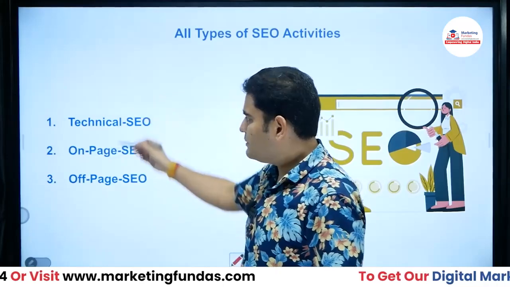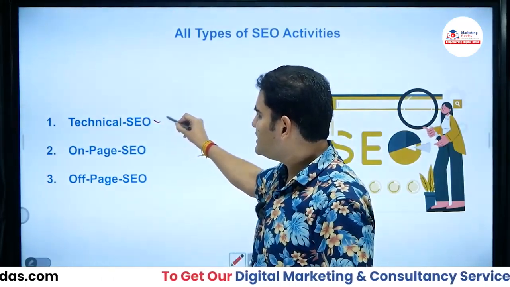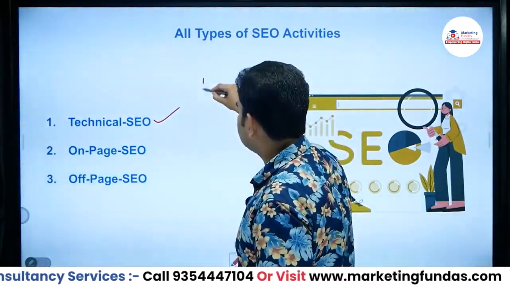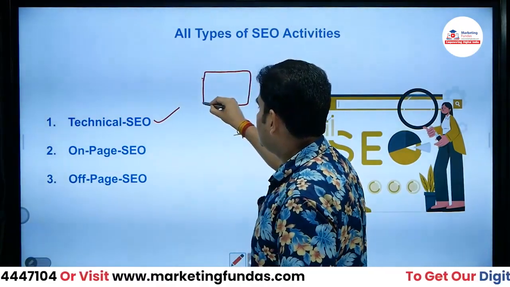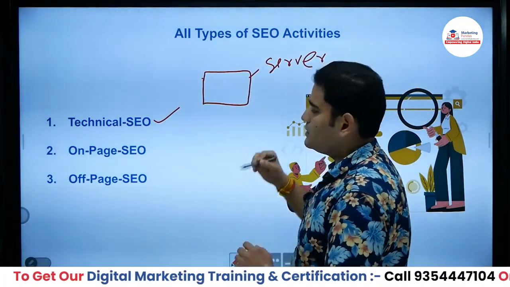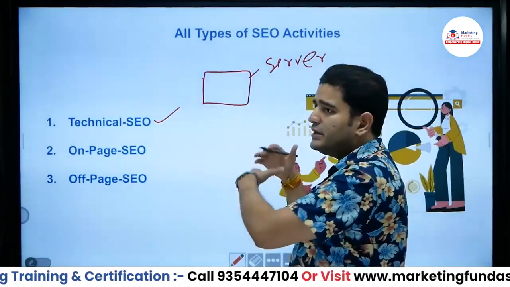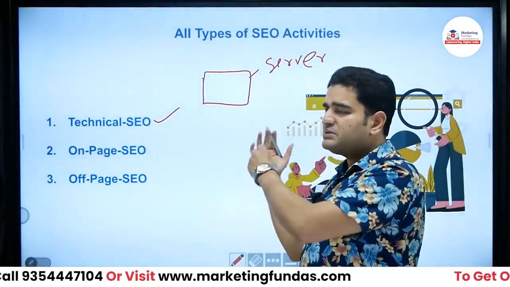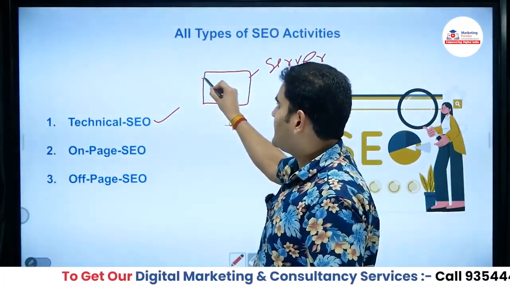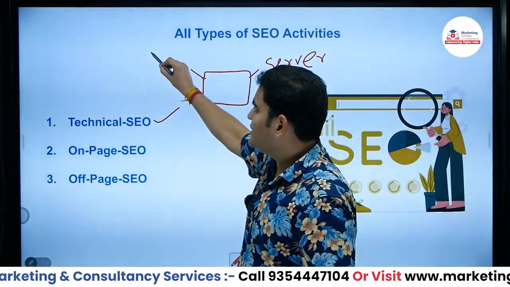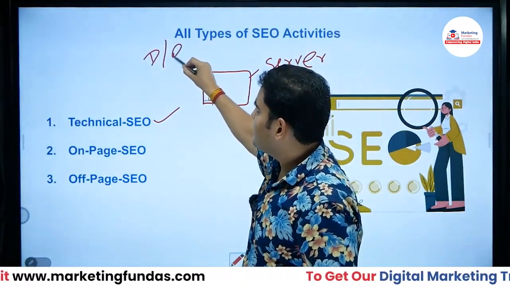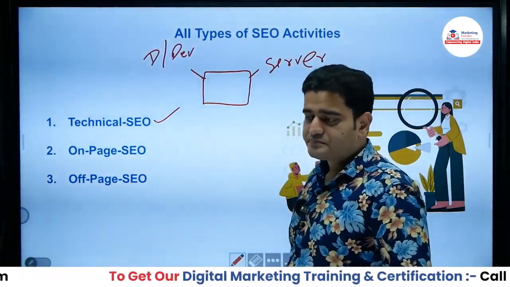So the three activities, as you can see, first we will talk about technical SEO. What is technical SEO? The website that you have is placed on a server and is uploaded. A website, web page, landing page, or anything as you may choose to call it, is uploaded on a domain or subdomain. And the second, this thing right here, is created with the help of a designer or a developer. The designer or the developer builds it.